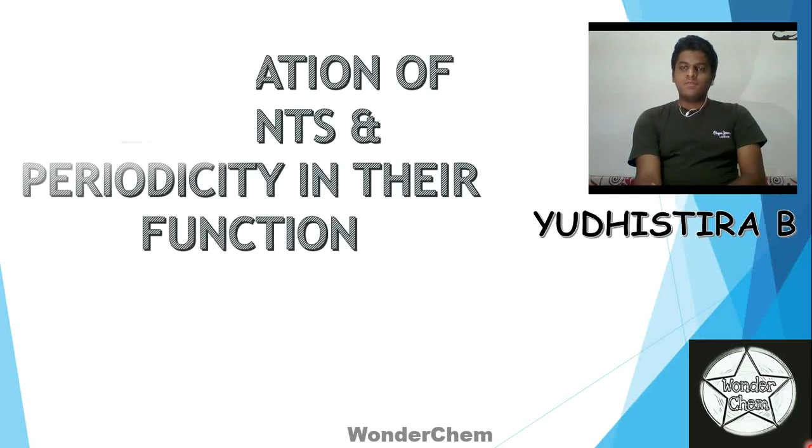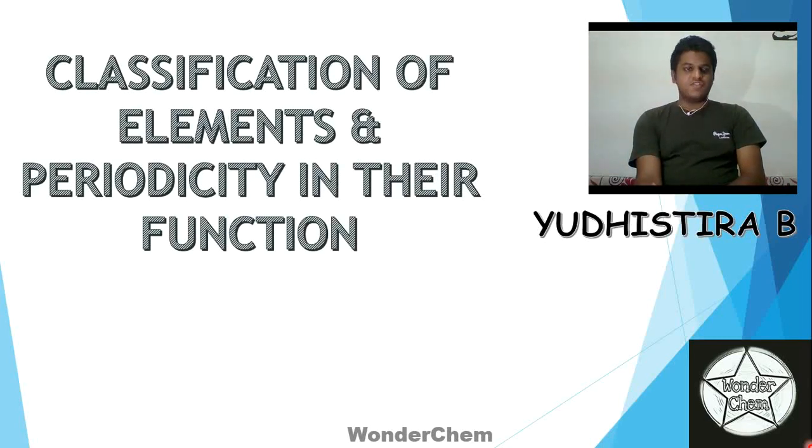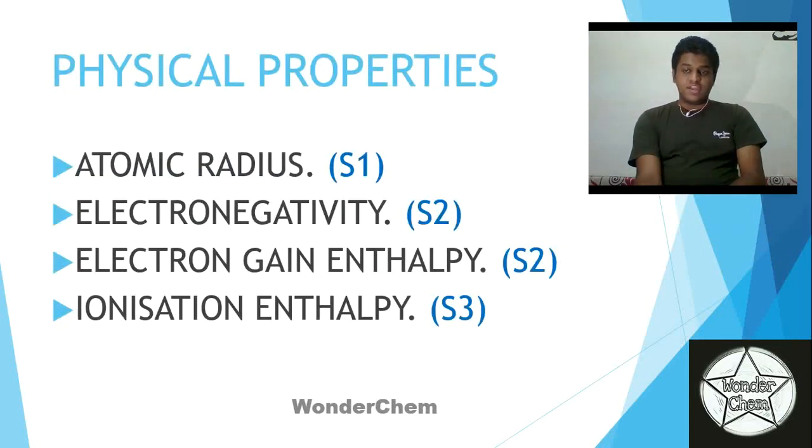So we were discussing the topic classification of elements and periodicity in their properties, and we've already discussed atomic radius in our first video. If you have not seen that, I'll be sharing the link in the description below, so please watch that. In today's session, that is S2, I've taken up electronegativity and electron gain enthalpy. So without wasting much time, we shall proceed.